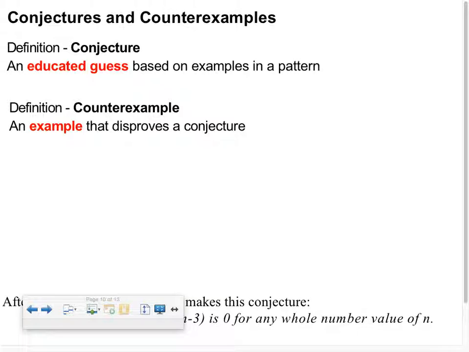Guess based on examples in a pattern. A counterexample is one example that disproves a conjecture.